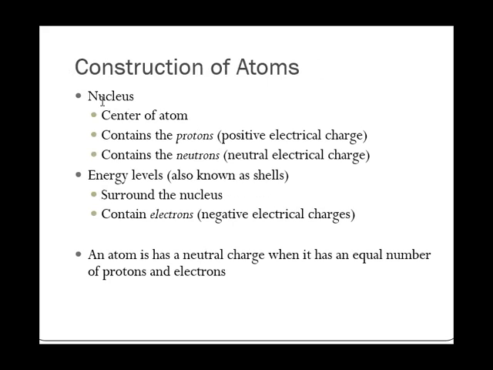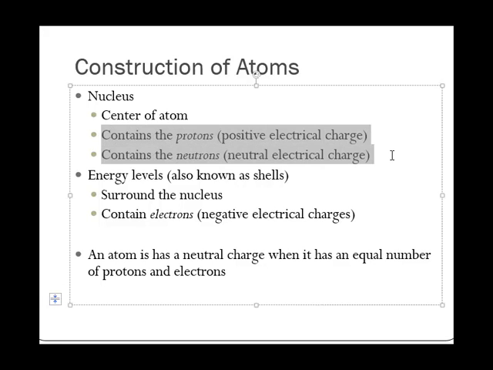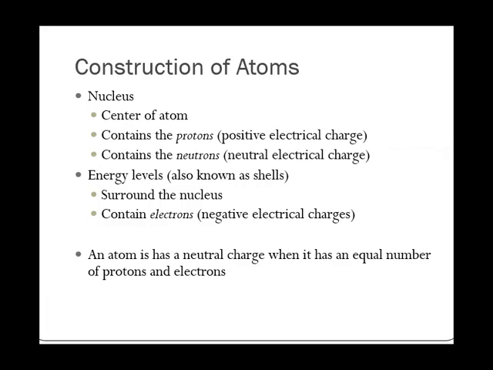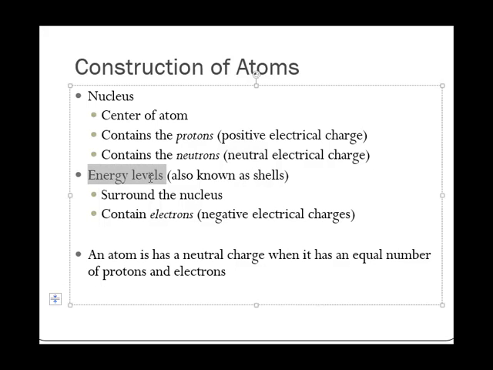Atoms are based on the nucleus, which is the middle of the atom. Hopefully you should remember these, but there are 3 particles in an atom: protons, neutrons, and electrons. The protons and neutrons are in the middle, and the only difference between them, well, slight difference in size, but protons are positively charged, neutrons are not charged, they're neutral, and the electrons, which are outside of the nucleus on the energy levels, are negatively charged.